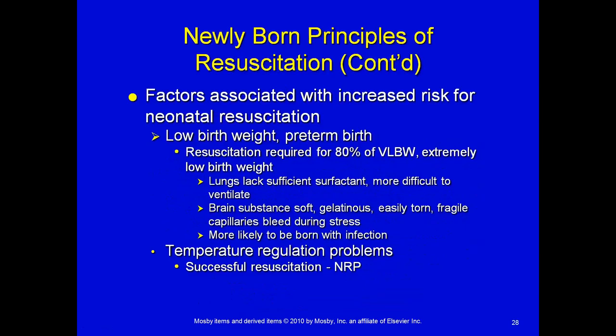The developing fetus is more likely to be born with an infection. Temperature regulation problems are also a factor associated with increased risk for neonatal resuscitation. Remember when these neonates come out of the mother, their body surface area in relationship to how much they weigh is so much greater that you've got this big space that gives off a lot of heat in the environment that they're in. And so certainly things like drying them, covering them, keeping them warm are really, really important. And one of the first things we do in neonatal resuscitation is to avoid hypothermia.